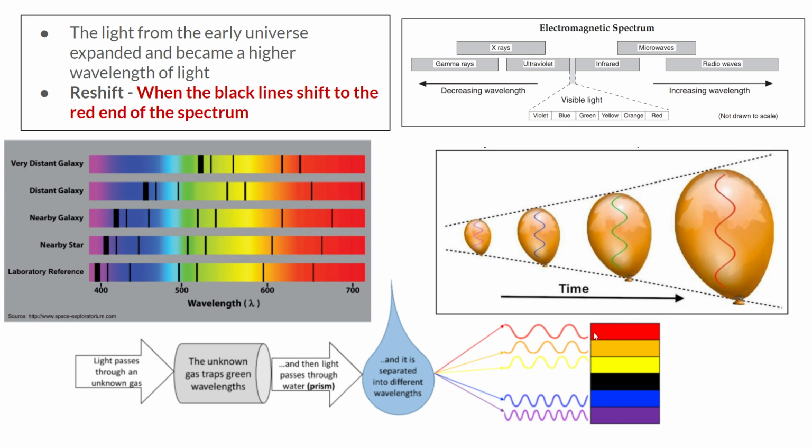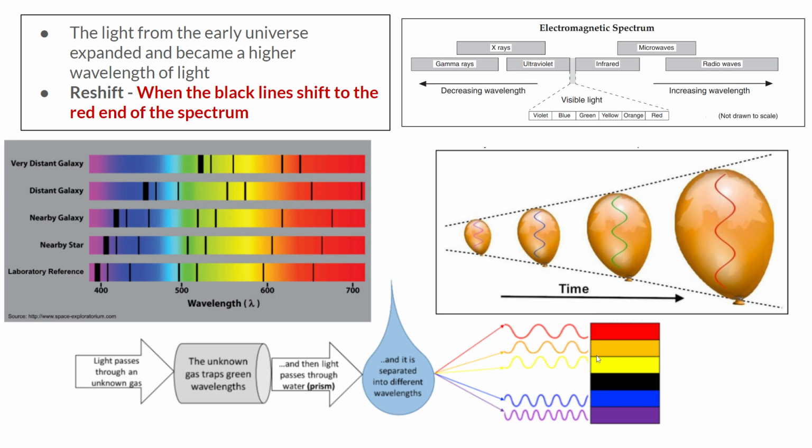So for instance, the red's wavelength must have increased, the orange wavelength must have increased to become red, yellow's wavelength must have increased to become orange. This black line used to be green, so we can't see it, but if it was still green, that green's wavelength must have increased to become yellow. Blue's wavelength must have increased to become green, and purple's wavelength must have increased to become blue.